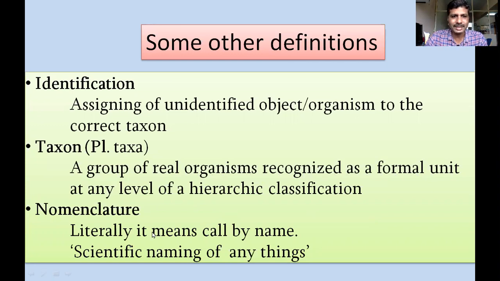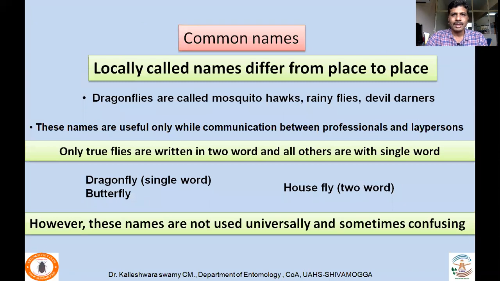So then nomenclature means literally calling by name. Okay. So we can call by any name, of course, but scientific name is very much important. So in taxonomy, nomenclature means the scientific naming of anything, insect specimens here in this case. So we'll start calling by names. We'll use common names. Locally called names differ from place to place. Okay, people start calling by.